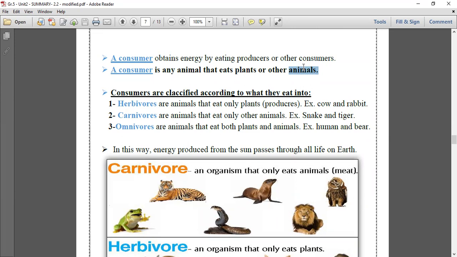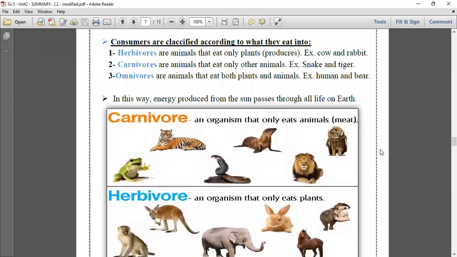So let's see the different types of consumers. Consumers are classified according to what they eat into different groups. The first group of consumers are called herbivores. These are animals that eat only plants, like cows and rabbits, for example, while carnivores are animals that eat only other animals, like snakes and tigers. Omnivores are animals that eat both plants and animals, like us humans and bears. In this way, the energy from the sun passes through all life on Earth.